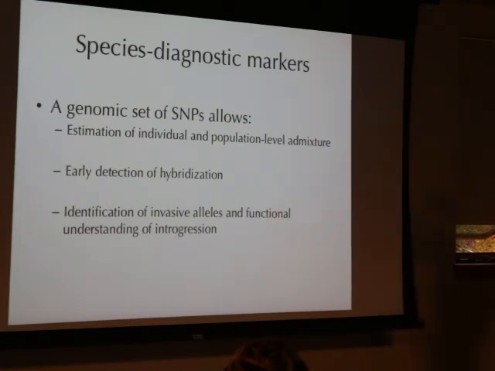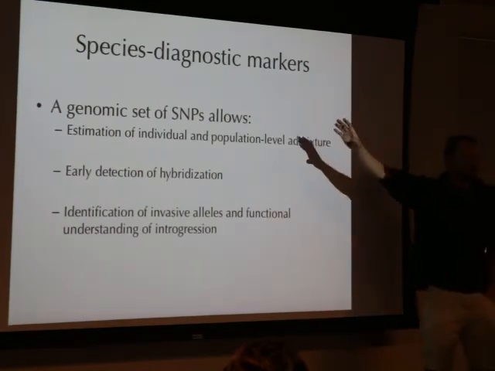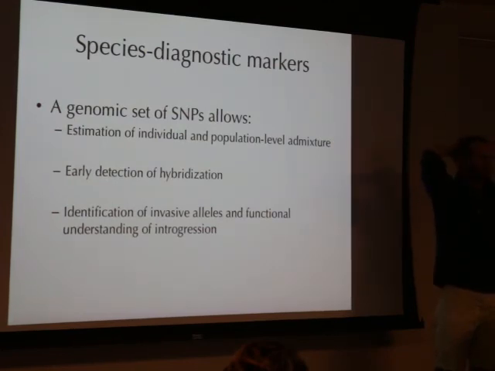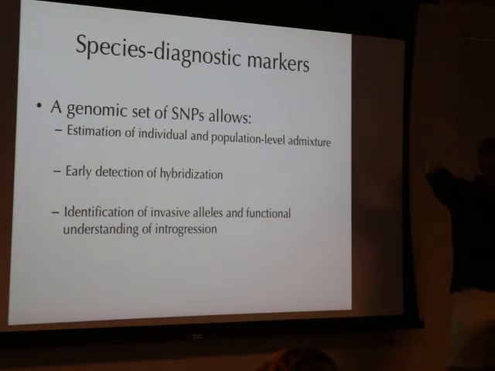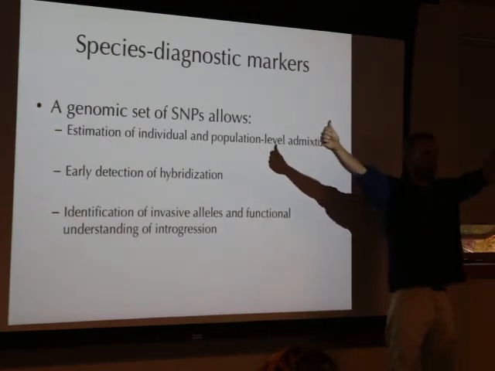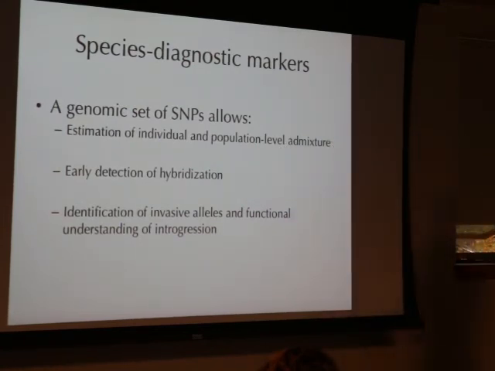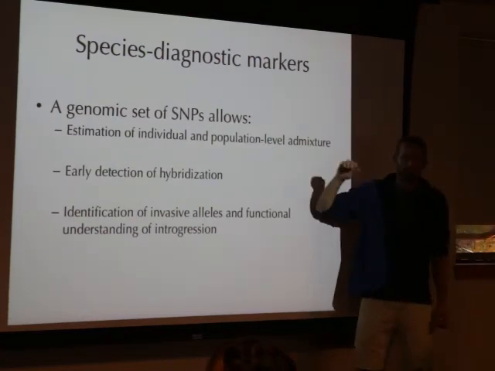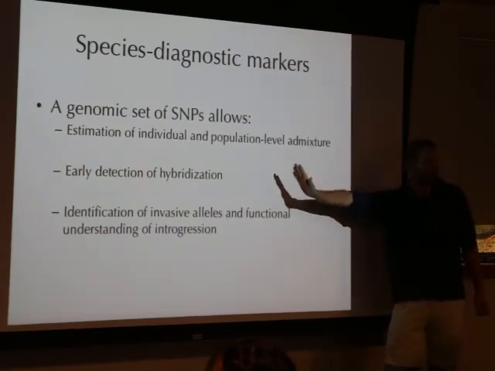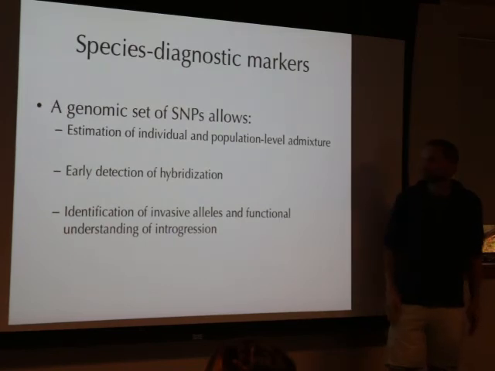Okay, so all of those analyses that I showed you depend on having some set of genetic markers. And ideally, if it's possible, it's nice to have diagnostic markers, which means markers that you know are fixed for one allele in one parental species and the other allele in the other parental species. So they're diagnostic and they tell you exactly which parental species they came from. So if we have a set of markers like that across the genome, it allows us to do things like estimate individual and population level admixture and put individuals on those x-axes, on those plots that I showed you.